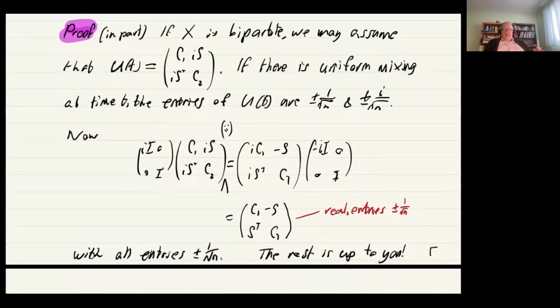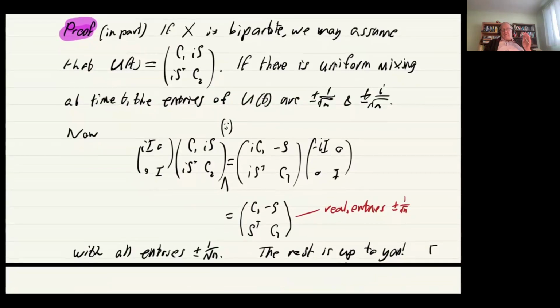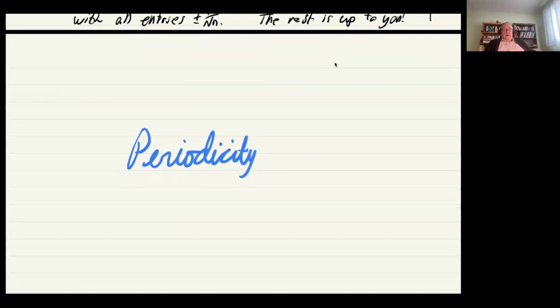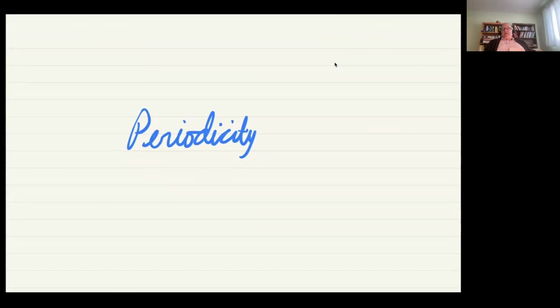The point of this example is that if we get uniform mixing on a bipartite graph like the d-cube, then we're constructing a Hadamard matrix. In fact, the Hadamard matrix for the d-cube is going to be the Kronecker power of the 2 by 2 matrix with rows 1, 1 and 1, minus 1. So it's an unexpected connection between combinatorics and quantum walks. Any questions at this point?